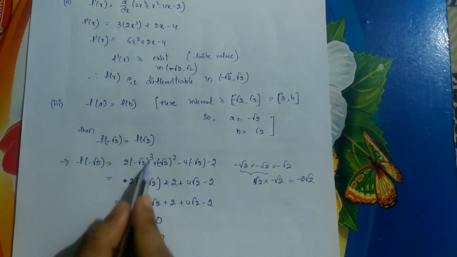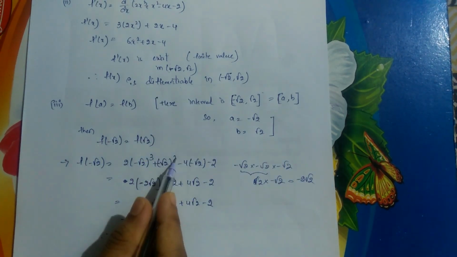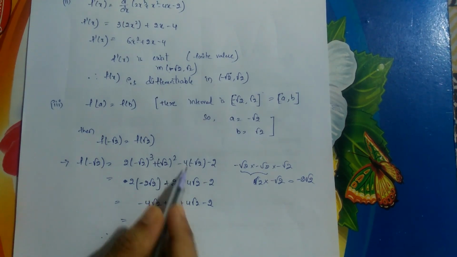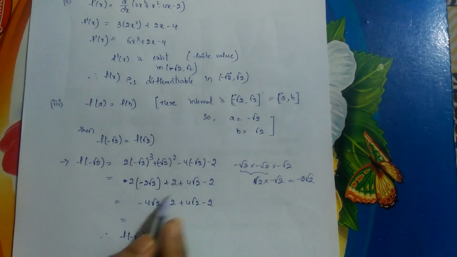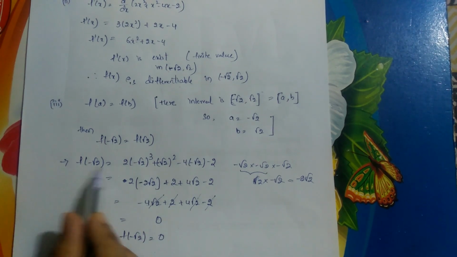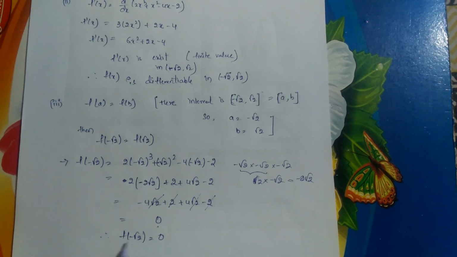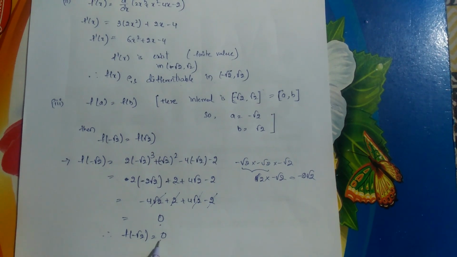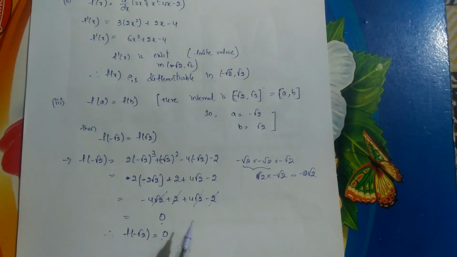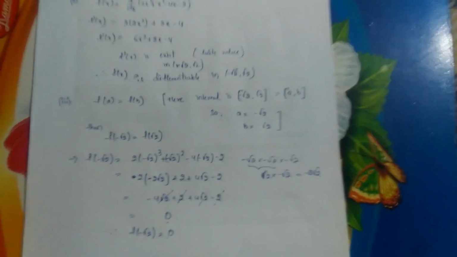So minus root 2 whole cube is minus 2 root 2, and minus root 2 whole square is 2, plus minus into minus becomes plus, and 4 into root 2 is 4 root 2 minus 2. So further you will get minus 4 root 2 plus 2 plus 4 root 2 minus 2. Plus 2 and minus 2 gets cancelled, and plus 4 root 2 and minus 4 root 2 also get cancelled. So f of minus root 2 we got as 0. Next you need to check for f of root 2 whether that value is also equal to 0 or not.